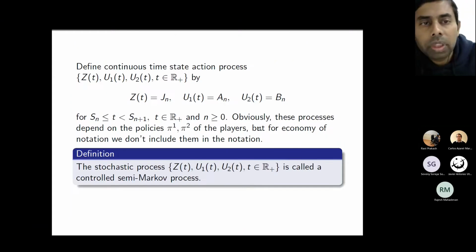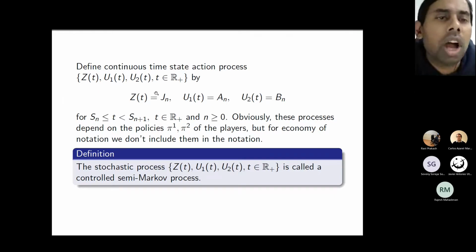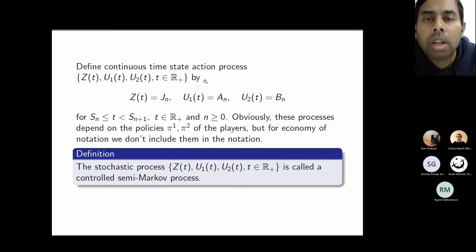Fine. Okay. Now, suppose we are assuming that there are only a finite number of jumps. Now we construct the continuous time state processes. I said this is basically a pure jump process. So in between jumps, the state of the process does not change and the players also don't change their actions. They only take actions at the jump times.